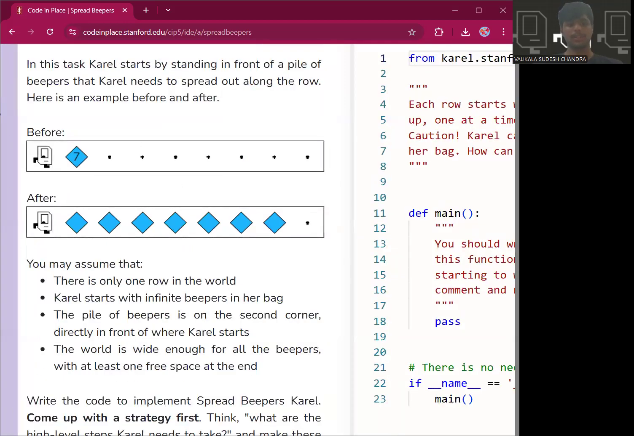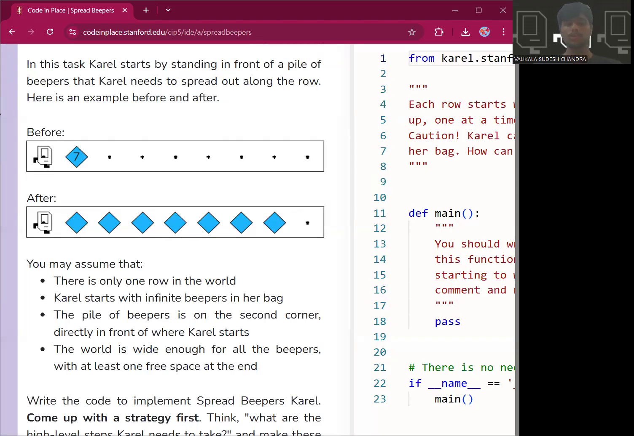What is our job? Karel starts in front of the pile of beepers at cell 1. The beepers are in cell 2. Your job is to help Karel pick up the whole pile and spread the beepers one per cell, starting from where the pile was. So if there are seven beepers stacked in one cell, we want the result to be one beeper at each of the next seven cells. Simple? But here is the catch. Karel cannot count and starts with infinity beepers in her bag. So we can't use numbers or memory. We need to solve it just using actions and loops.